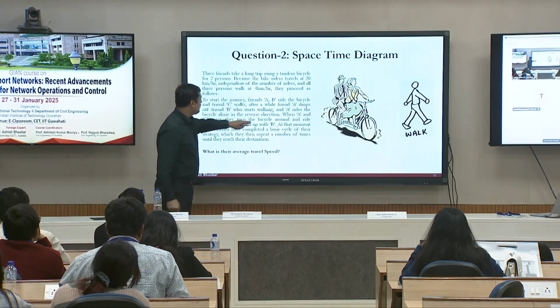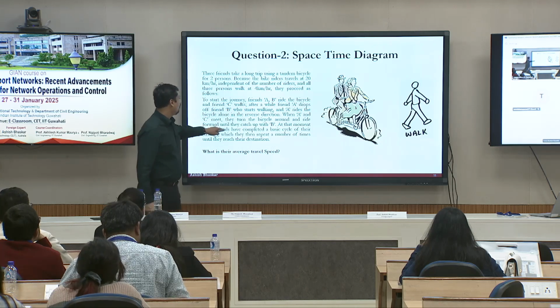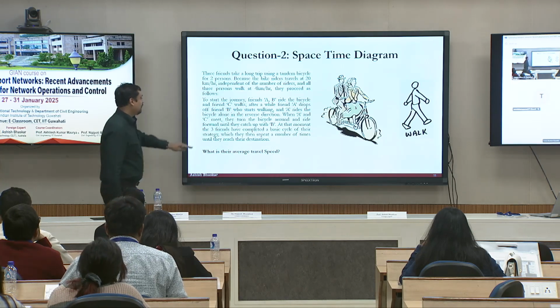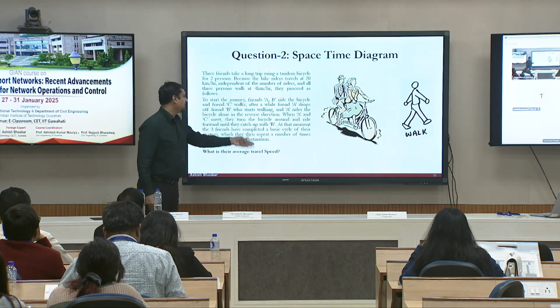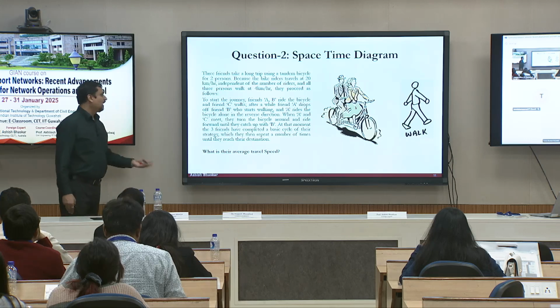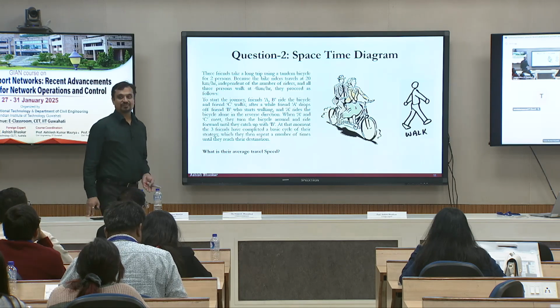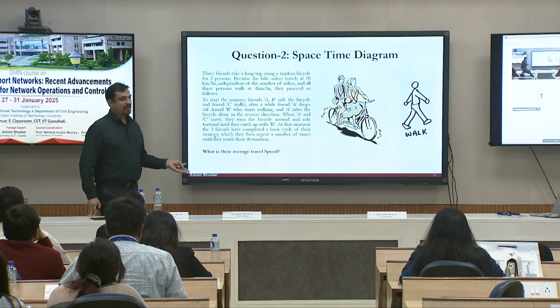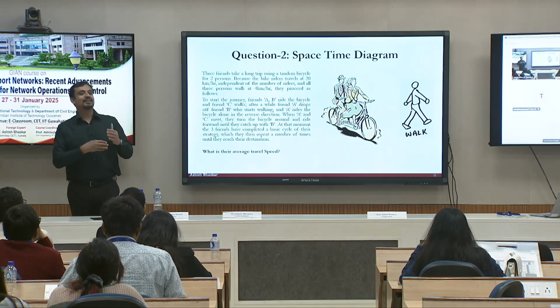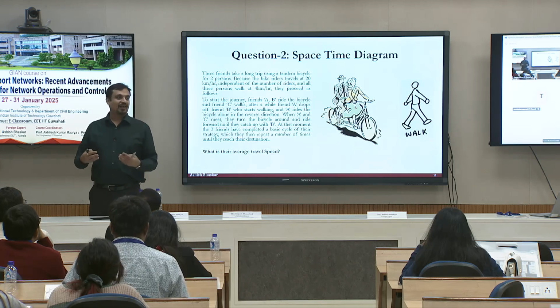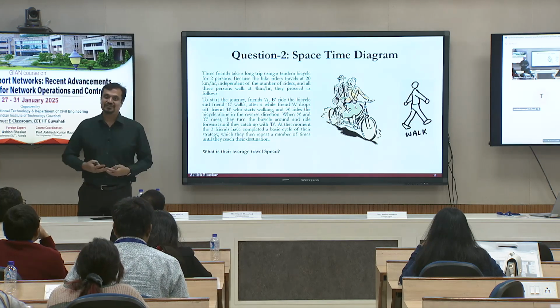When A and C meet, they turn the bicycle around and ride forward until they catch up with B. At that moment, the three friends have completed one basic cycle of their strategy, which they then repeat a number of times until they reach their destination. The question here is, what is the average speed? Now you won't be able to solve it straight away, but I would like you to draw the time-space diagram and just get the concept first.